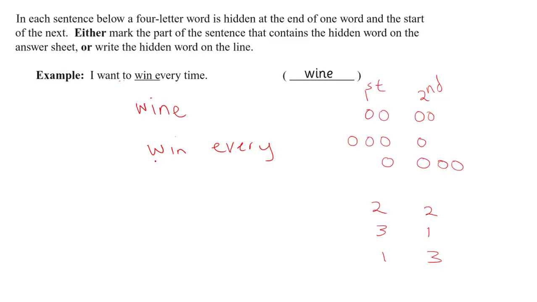So it's the whole of that and the beginning of that that gives us the word. Okay. So we are looking for a 4-letter word. The 4-letter word can be 2 letters from the first word and 2 from the next one, or it could be 3 from the first and 1 from the second, or it could be 1 from the first and 3 from the other one to make a 4-letter word.